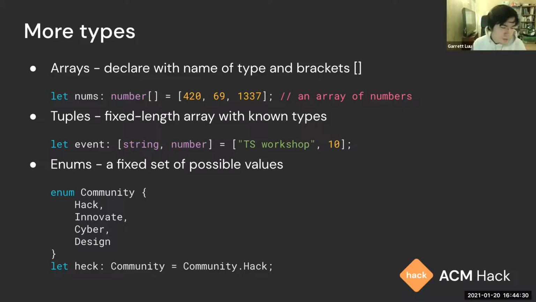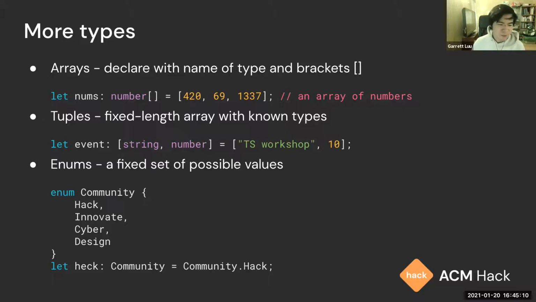Tuples are kind of similar, but they're just fixed length arrays with known types. So if you know that, okay, this is an event, right? Let's say you have an event where you have the name of the event and then the number of points you get on the portal or something, right? So string, number. So you know the types of the elements in the array, and it's a fixed number of elements. So you do something like this. So enums, this is a fixed set of possible values.